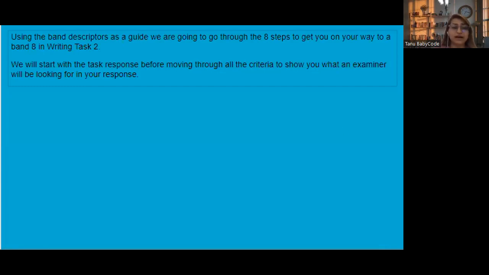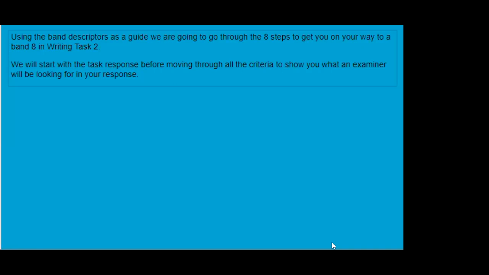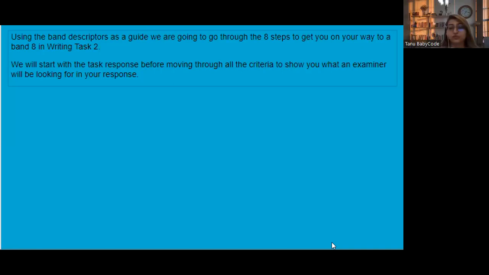Now, using the band descriptors as a guide, I'm going to take you through 8 steps on your way to band 8 in writing task 2, right? So we will start with task response before moving through the criteria, so that you see what an examiner will be looking for in your response, right? What basically the examiner looks for in your writing part. Let's have a look at that.